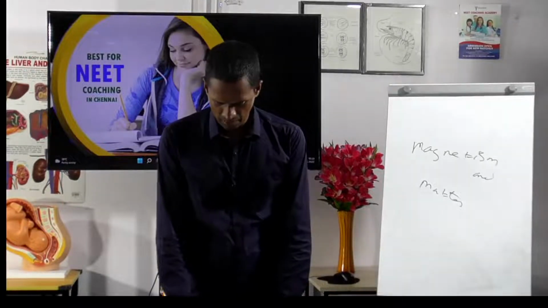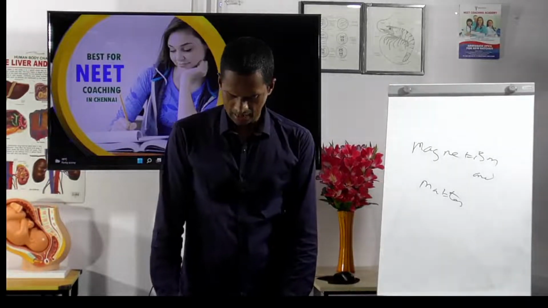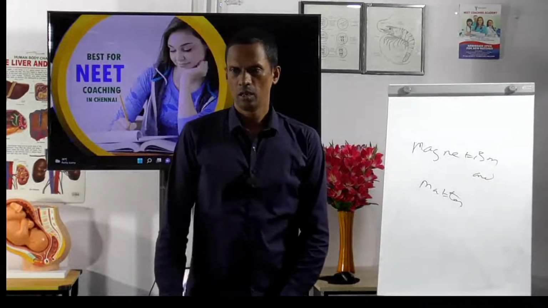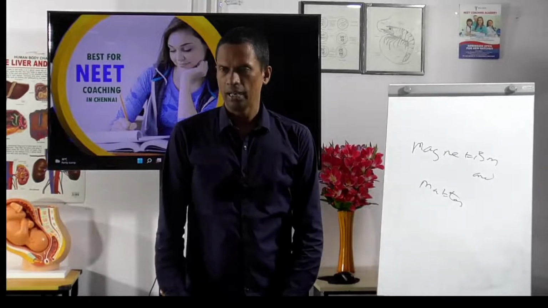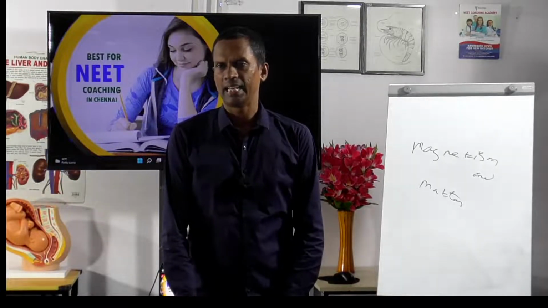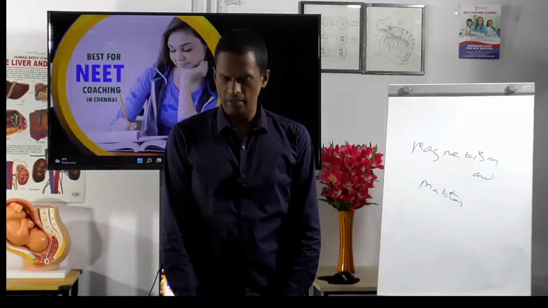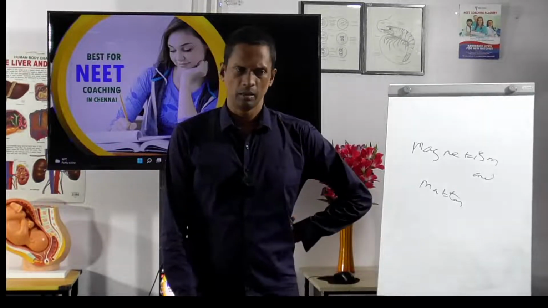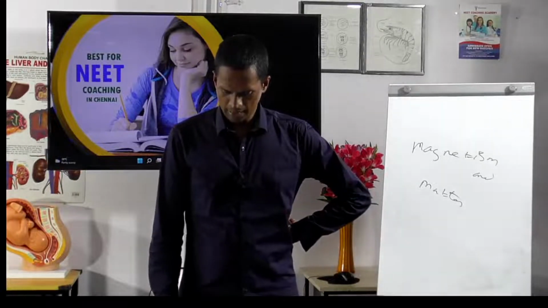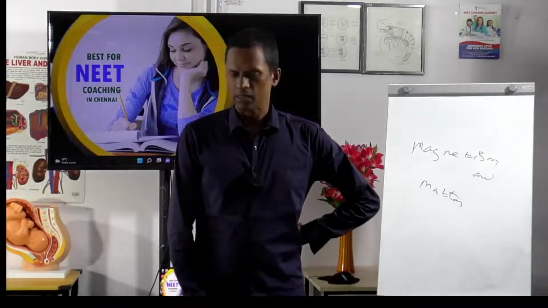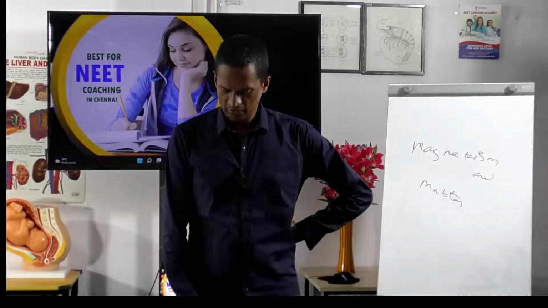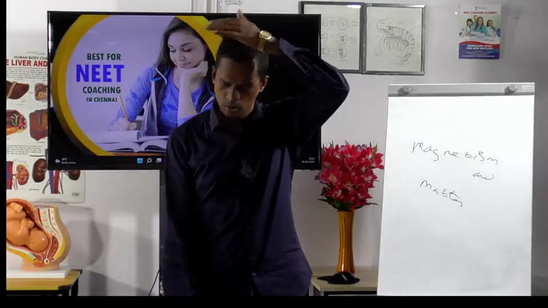Gauss law is given by E into delta S equal to Q divided by E0. What is E? E is the electric field, delta S is the area, equal to charge divided by permeability, E0. The net flux of any closed surface is 0 for a given area.